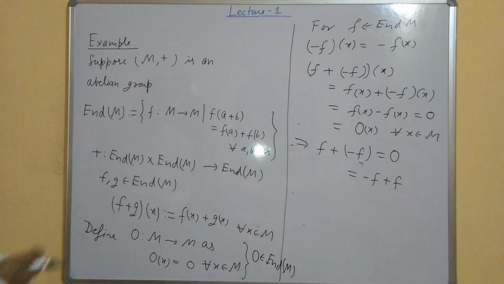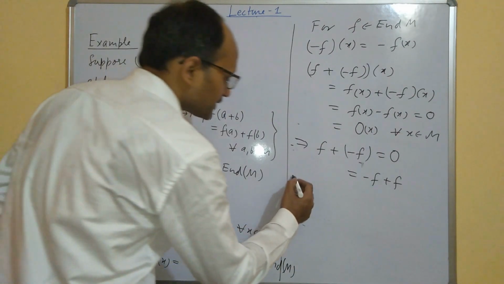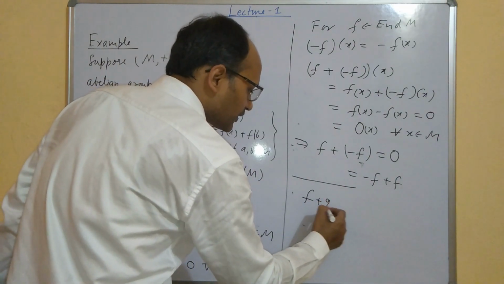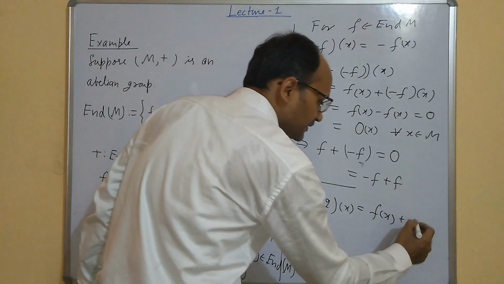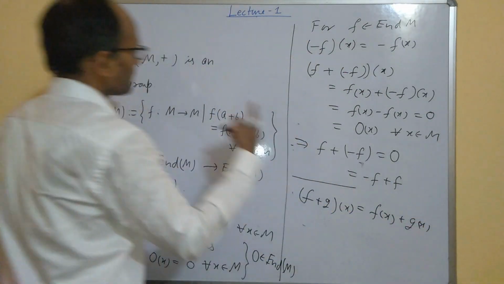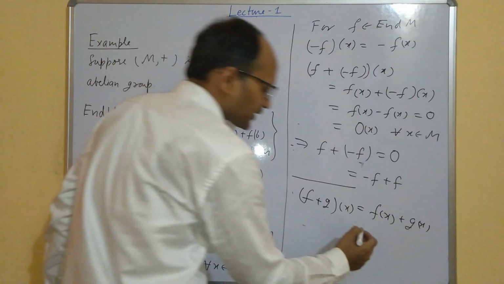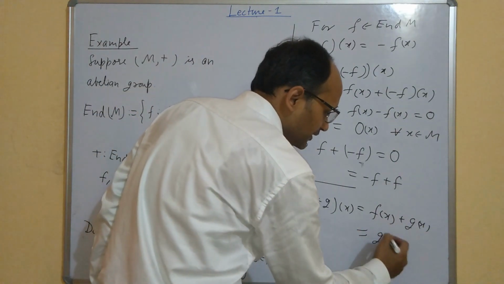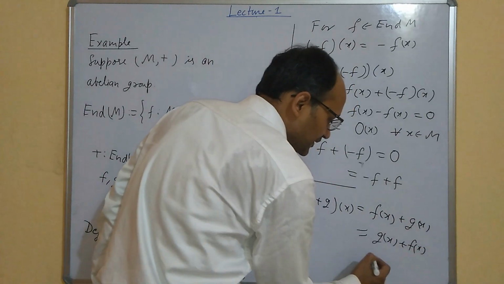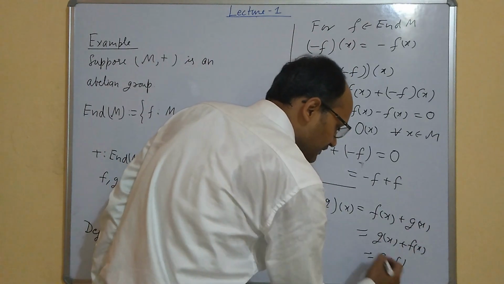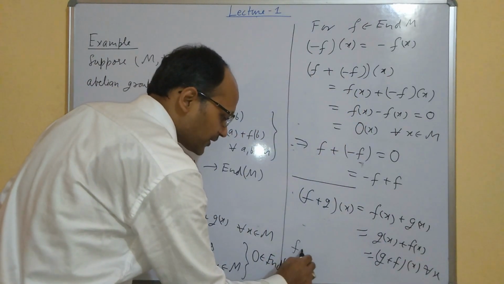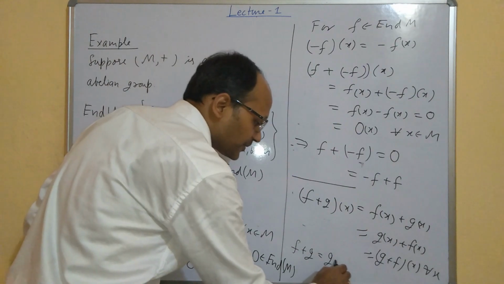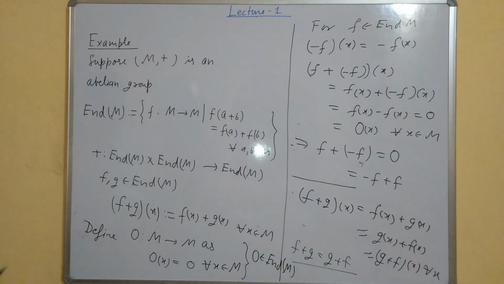But this addition is also commutative, because (f plus g)(x), if you take, is the same thing as f(x) plus g(x). Now this is the operation of capital M, and capital M is an abelian group, so we can write it as g(x) plus f(x). So this is the same thing as (g plus f)(x), and this is true for all x. Since it is true for all x, f plus g is the same thing as g plus f. So what we have shown is that End M with respect to addition is a commutative group.